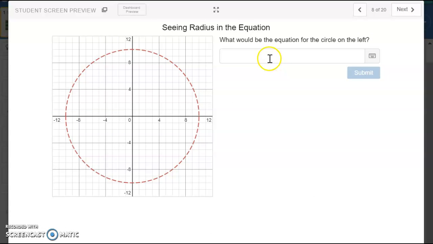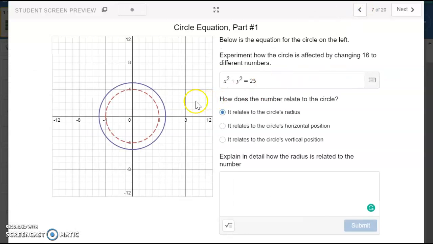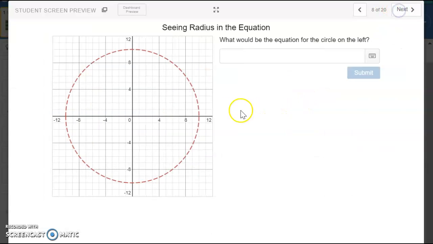Okay, what would be the equation of the circle on the left? So, looking at this, this was x squared plus y squared is 25. And that 25 determined how big the radius was. So this was 25, square root of 25 is 5, and so the radius was 5. So in this case, what is the radius? Radius is 10. So we experimented with this.